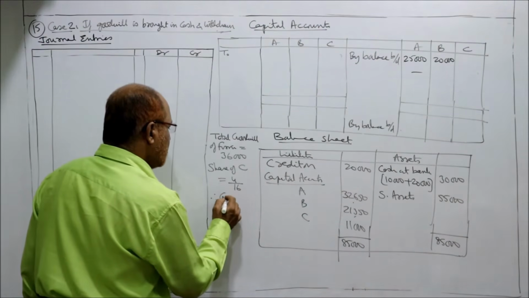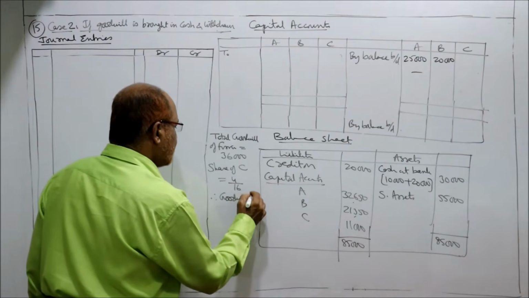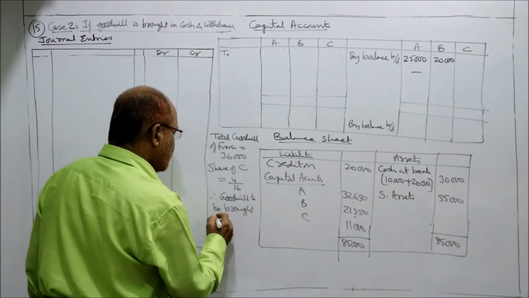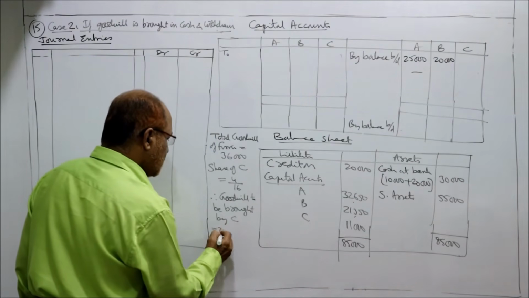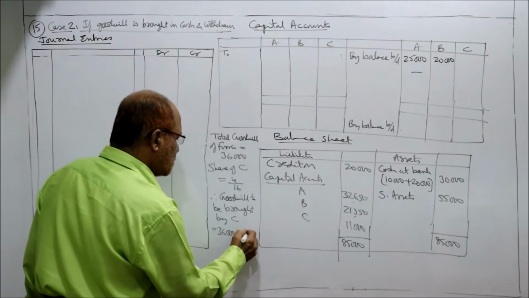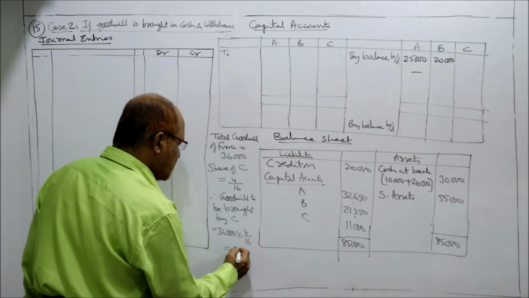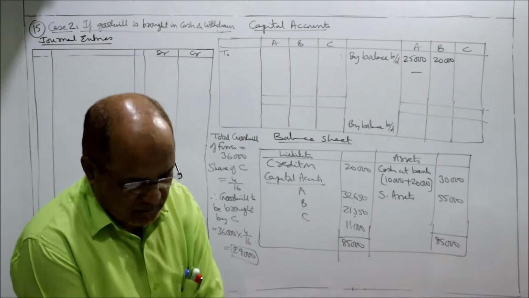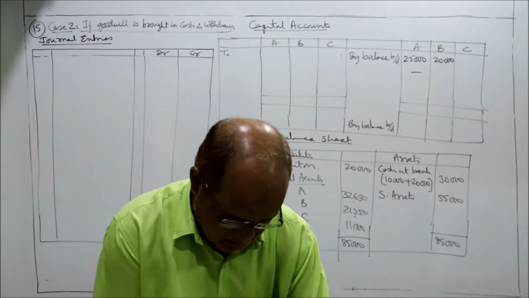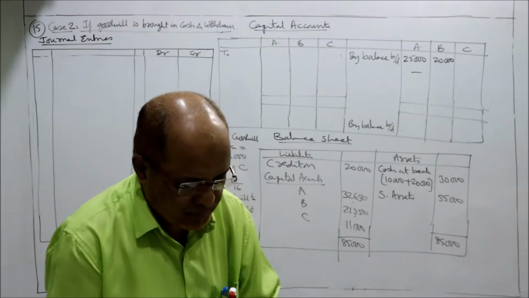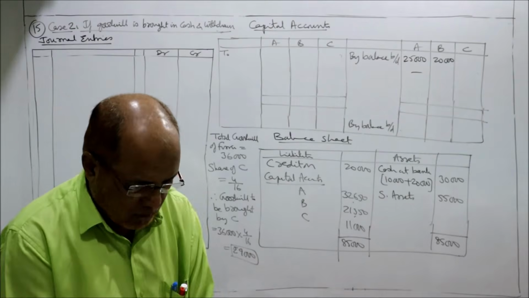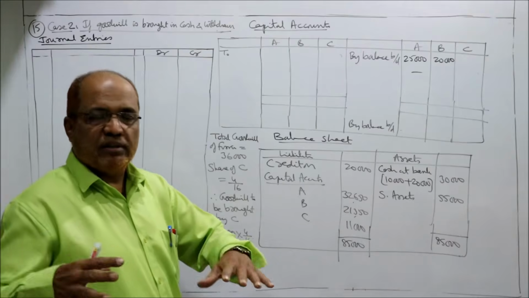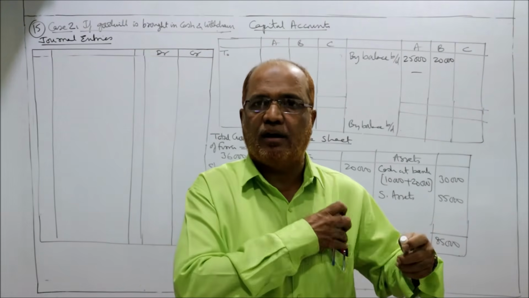Therefore, goodwill to be brought by C is equal to 36,000 into 4/16, which is equal to rupees 9,000. So goodwill brought by C is 9,000. उन्हें पूरा goodwill 36,000 नहीं लाएंगा, उन्हें अपना शेयर का लेकर आएगा, right?